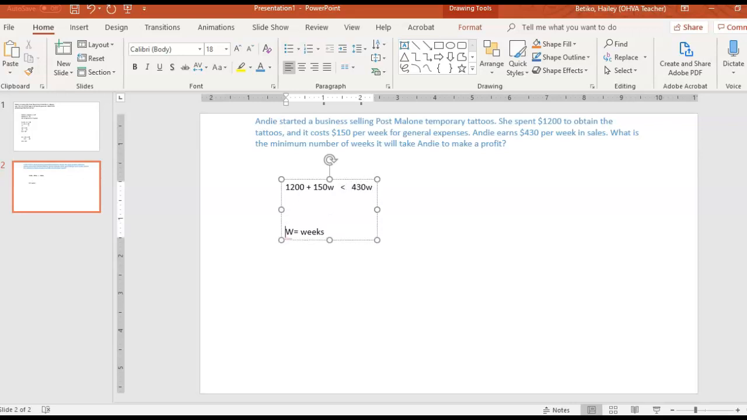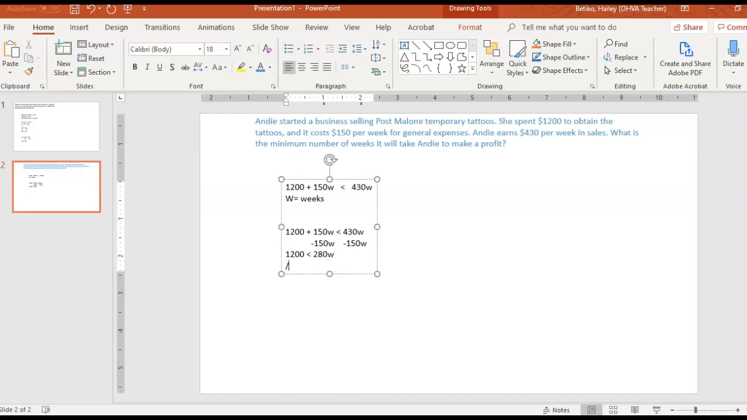Okay, let's just solve this. I'm going to rewrite it. 1,200 plus 150W less than 430W. I need to get all my W's over to one side, so I'm going to subtract 150W from both sides, and I will get 1,200 is less than 430W minus 150W, which is 280W. And then I need to solve for W.